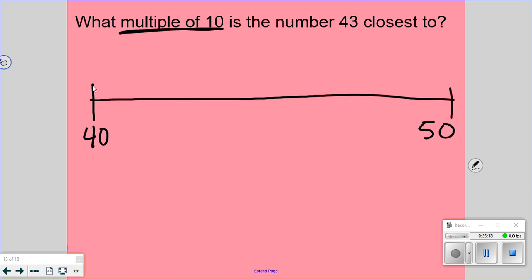All right. How many numbers are on my number line? 10. There's only 10 numbers. 40, 41, 42, 43, 44, 45, 46, 47, 48, 49, 50. There's only 10 numbers. What is my middle number?